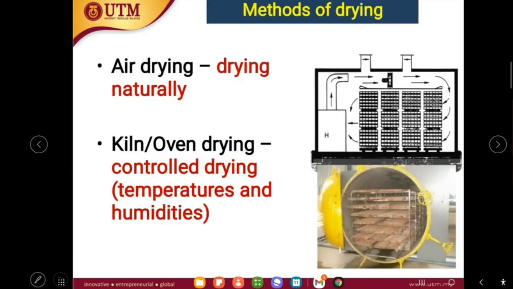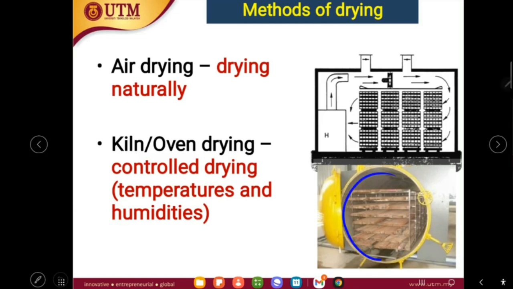The methods of drying, basically we have two, and normally we will do both of these. One is air drying, like the picture that we already saw just now, where we stack all the timber together, level by level, and then let it dry. That is what we call air drying. We let it dry naturally. And then kiln or oven drying is like this.